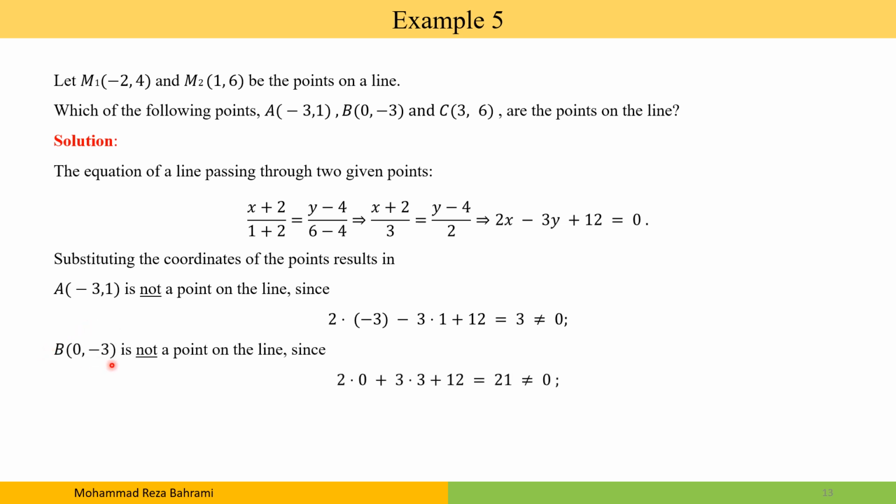For point B, the same situation. If we insert the coordinates into the equation here, it's not satisfied. So it means that B is not a point on the line. By inserting the coordinates of point C into the equation, we satisfy the condition, which means that point C is a point on the line.